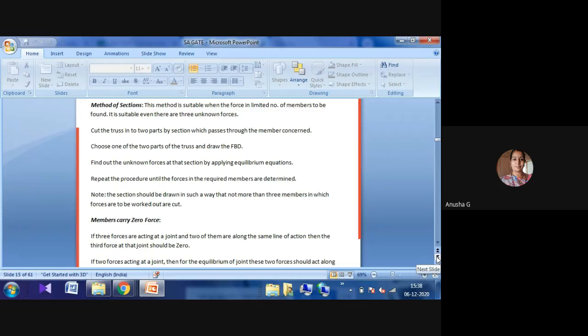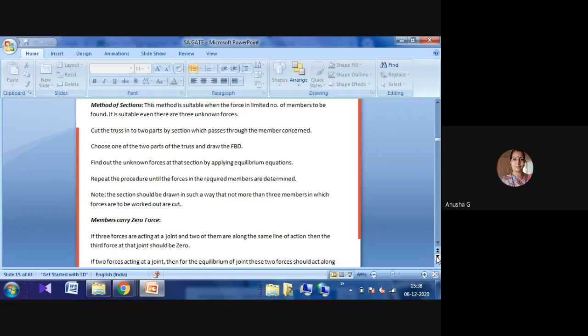Next one is the method of sections. This method is suitable when the forces in a limited number of members have to be found, and it is suitable even when there are 3 unknown forces. This type of method of sections is useful. In the method of joints, you take only the joint, and there will be a maximum of 2 unknown forces that you have to consider.